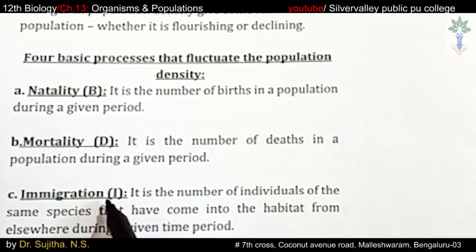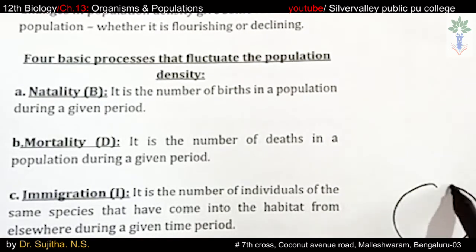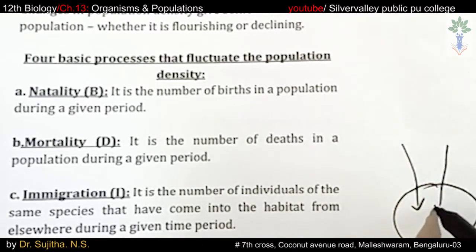Immigration, which is represented by capital I, is a number of individuals of the same species that have come into a habitat from elsewhere during a given time period. Let us consider this is a particular habitat of one certain species living over here, and from elsewhere, from outside, the same species comes and joins this habitat. This is called immigration.